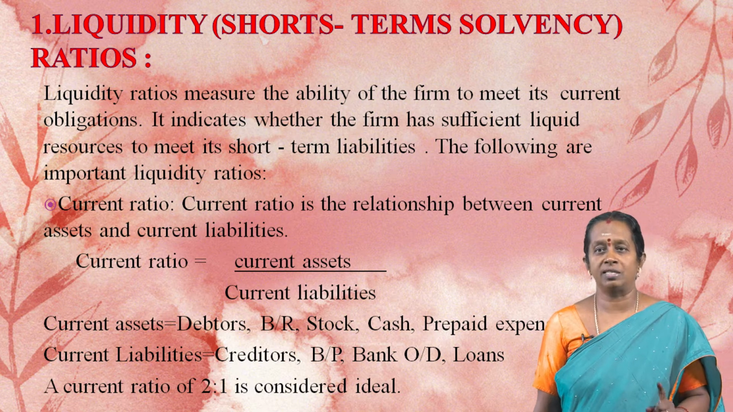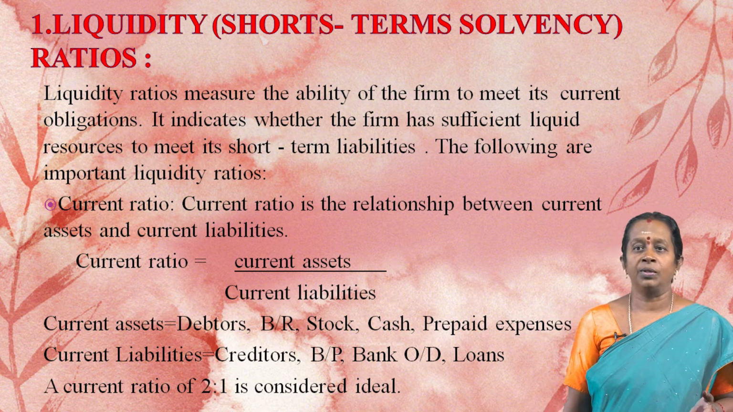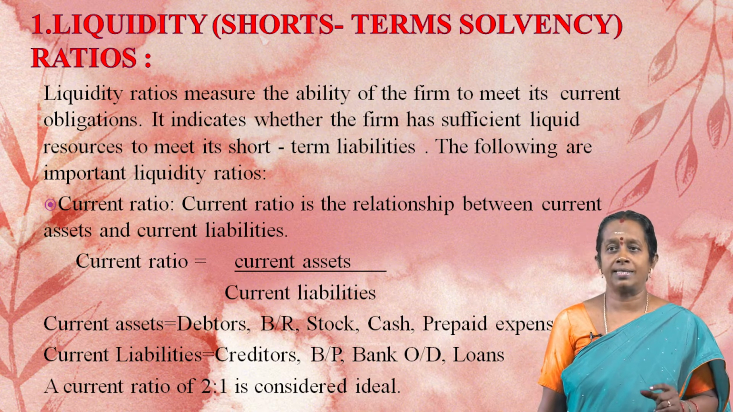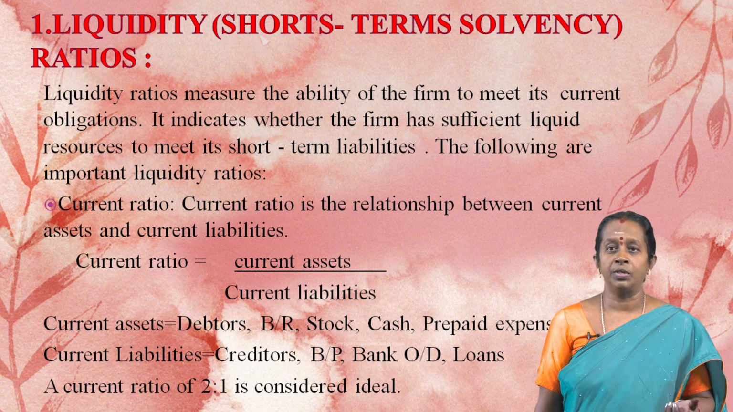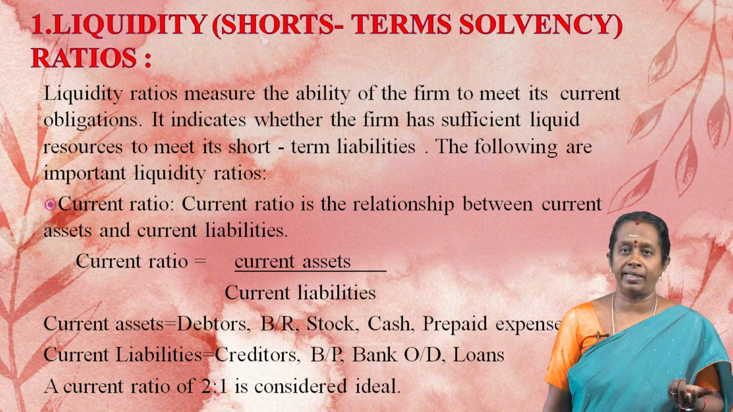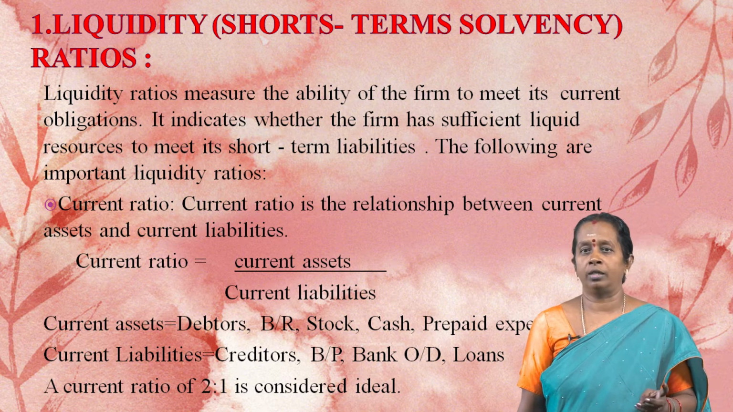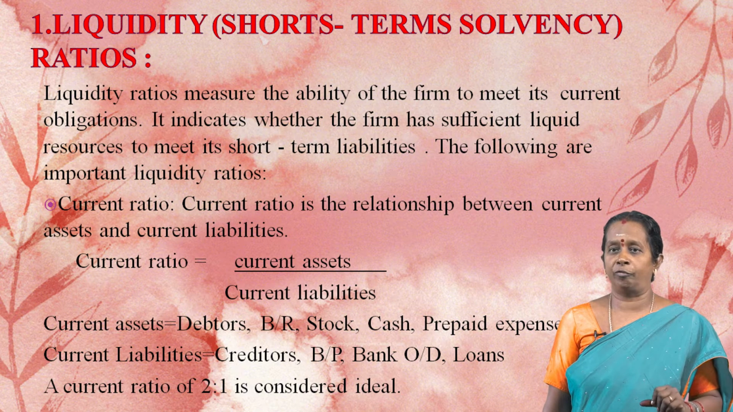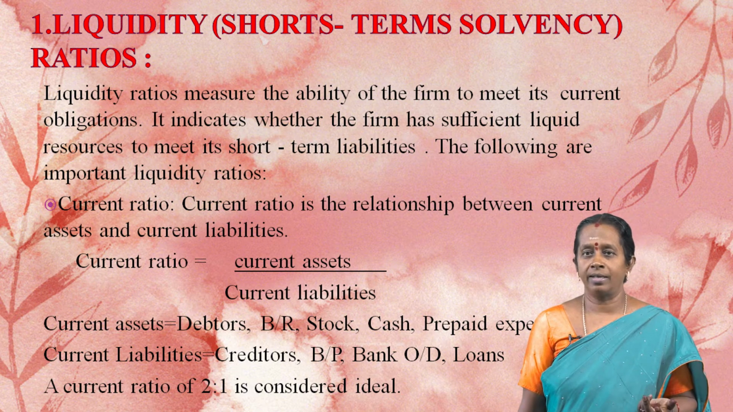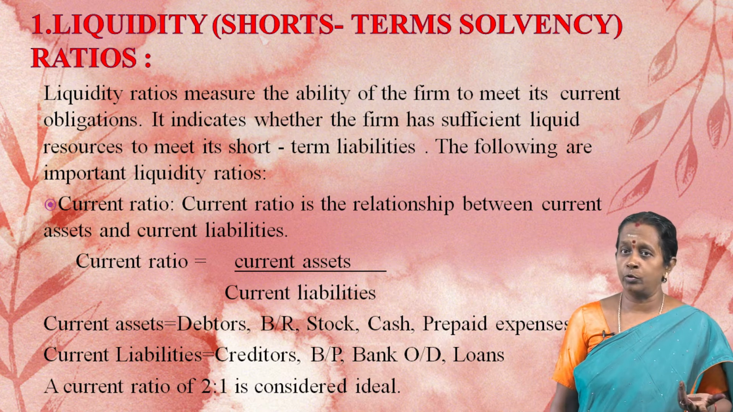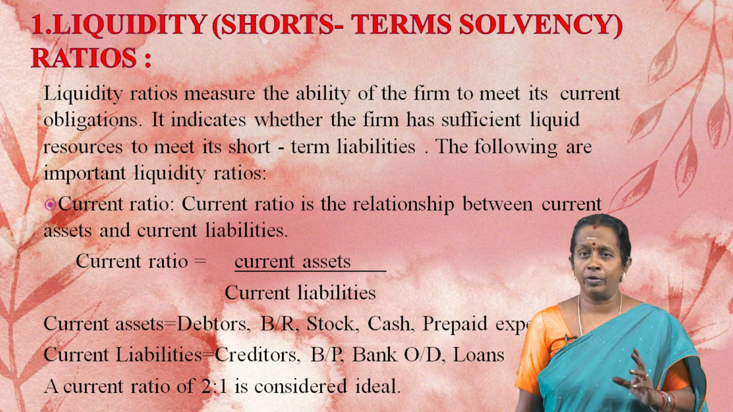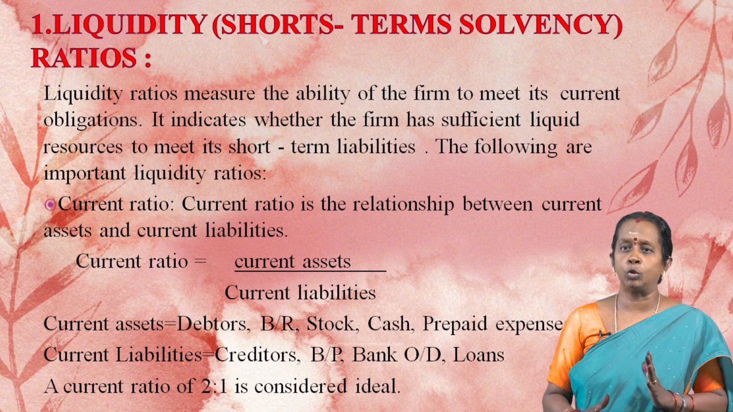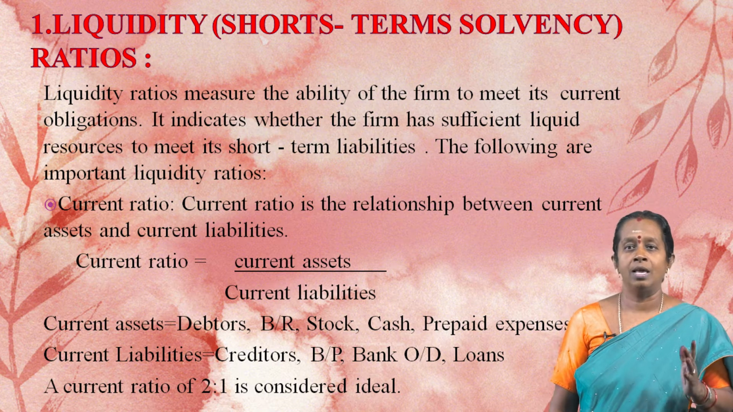Here the current ratio is the first one related to liquidity ratios. Current ratio means here they refer to the current assets and the current liabilities. So the current ratio is the relationship between current assets and current liabilities. It is the difference between current assets and current liabilities. Current assets refer to stock, debtors, cash, prepaid expenses, etc. Just like that, current liabilities refer to bills payable, sundry creditors, outstanding expenses. Just like that, we include the short-term liabilities, and we find out the difference between the current assets and the current liabilities. So the relationship between these two, current assets and current liabilities, is referred to as the current ratio.